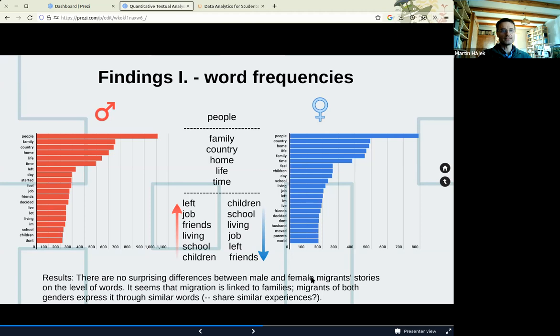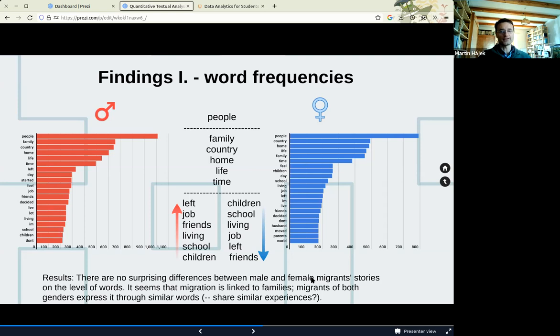They narrate their experience in relationship to their family, that is, they left their family in their home country, or they joined their family, or they plan to take the family to the new country. But the family is there. You cannot analyze or think about migration in sociological terms while excluding the family.